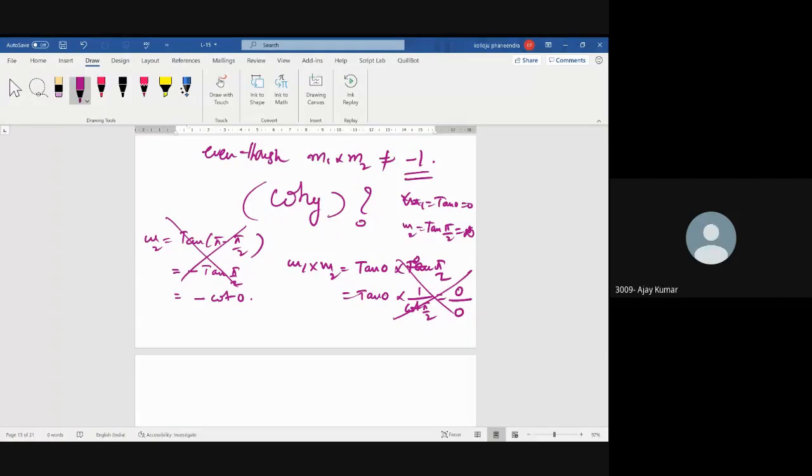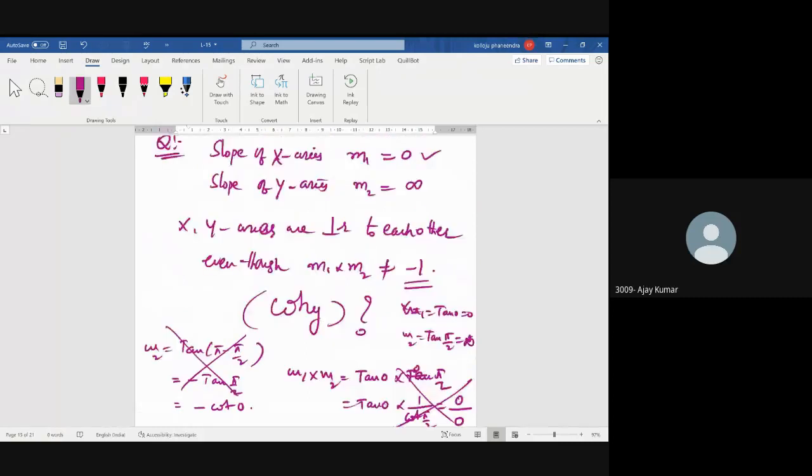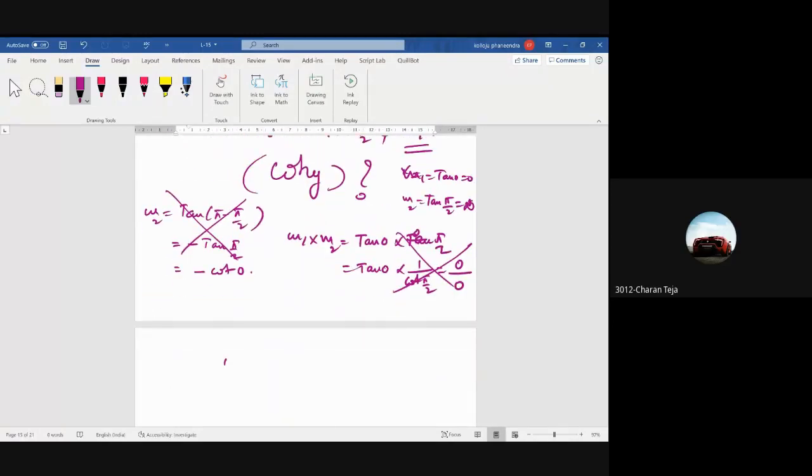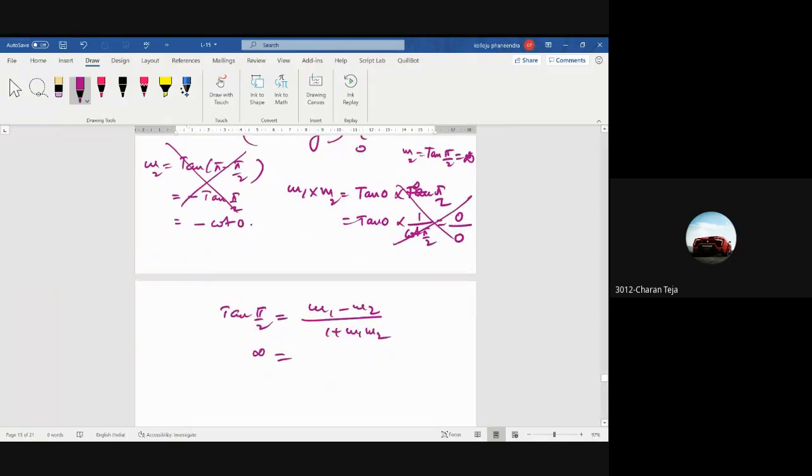M1 M2 is not equal to 1. Sir, the angle between them is 90. M1 minus M2 by 1 plus M1 M2 equal to tan pi by 2. Tan pi by 2 is 1 by 0, infinity, so the denominator will be 0, sir. 1 plus M1 M2 equal to 0, M1 M2 equal to minus 1.